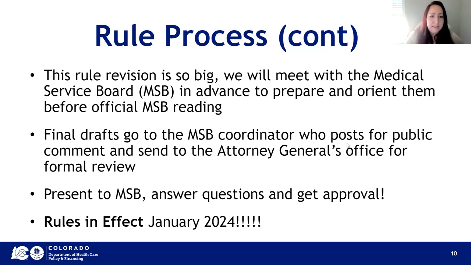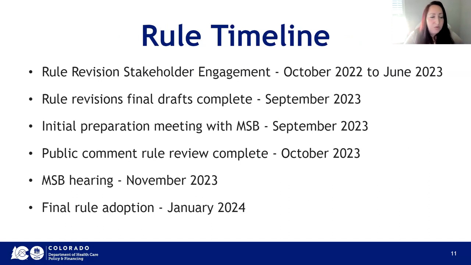Next slide, please. Our rule timeline is that we've been doing the stakeholder engagement since October. We should be finishing in June, which is very, very soon. That's this month. We'll see how we do. The rule revisions, the final drafts, will be completed in September. The initial preparation meeting with MSB will also be in September. Our public comment review will be in October, and our MSB hearing will be in November. And we hope again for that final rule adoption, January of 2024.